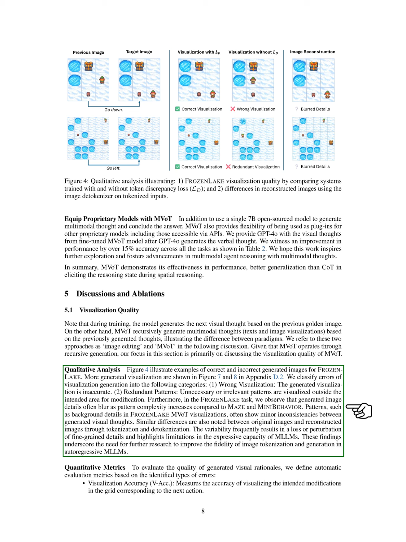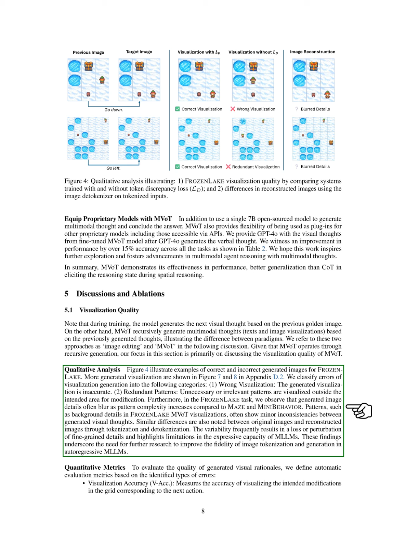We also notice that as the complexity of patterns increases in FROZENLAKE, the details in generated images often become blurred compared to those in maze and MINIBEHAVIOR. Background details in FROZENLAKE visualizations frequently show minor inconsistencies, and similar differences arise between original and reconstructed images. This variability often leads to a loss of fine details, highlighting the limitations of multimodal large language models, MLLMs. These findings indicate a need for further research to enhance the quality of image tokenization and generation in autoregressive MLLMs.